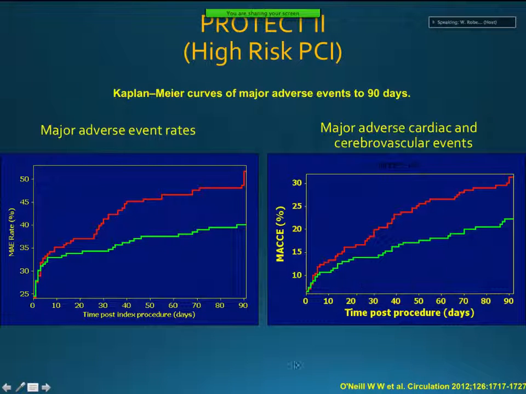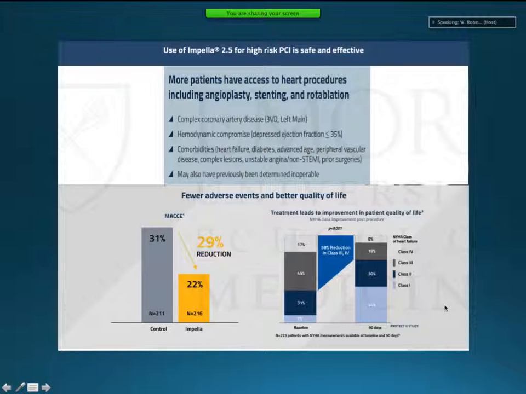The other important thing to talk about is PROTECT 2, which is the high-risk PCI group where the Impella was used. Major adverse cardiac and cerebrovascular events were reduced from 31% to 22%, and this benefit was seen up to 90 days post-procedure. Based on this, the FDA just released the Impella 2.5 for high-risk PCI procedures, which included complex CAD, 3-vessel disease, left main, patients with depressed EF less than 35%, significant comorbidities, and patients who have been deemed to be inoperable.